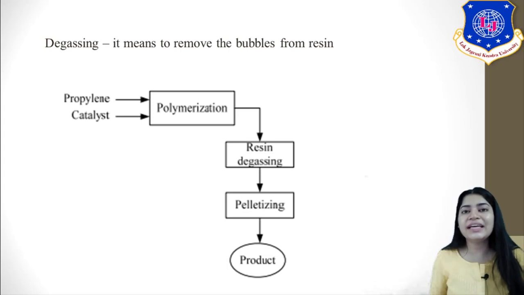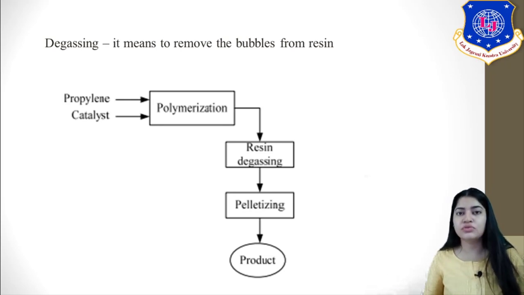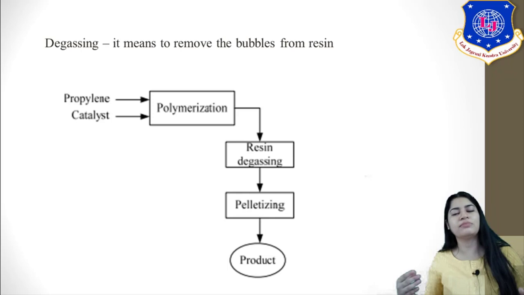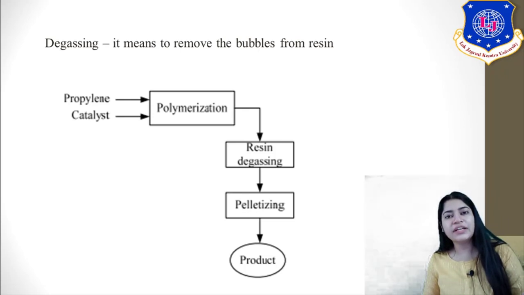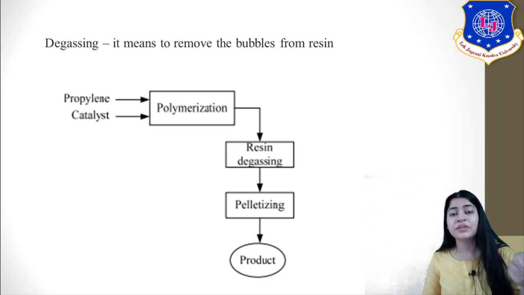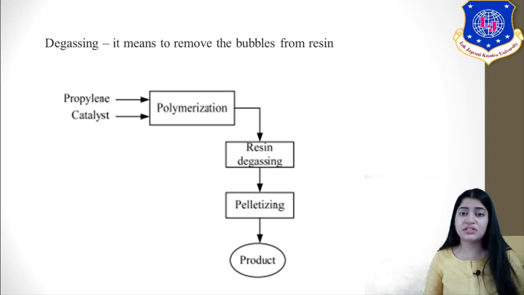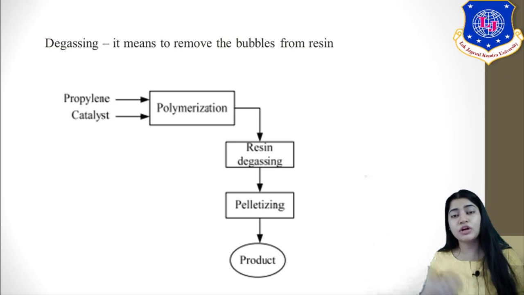Now resin degassing. What is it? Degassing means you are trying to remove the bubbles. Of course, in the product you are getting, some bubbles might be there. So degassing means you are treating it under a slight vacuum so that the bubbles get removed and a smooth surface is obtained. Then the product is pelletized, converted into small pellets of 1 to 2 centimeter size, which is then obtained as your product. So this is in gist how the polymerization of propylene is done.